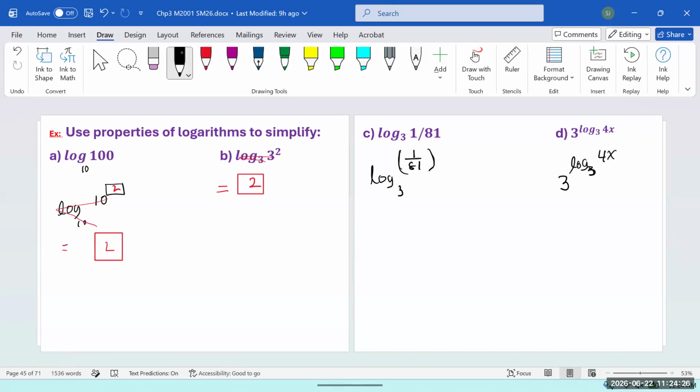So, what do you think? The first one you could rewrite, right? 1 over 81, can you rewrite it with some power? -4, great. 3 to the -4 is 1 over 3 to the 4, which is 1 over 81. Makes sense.